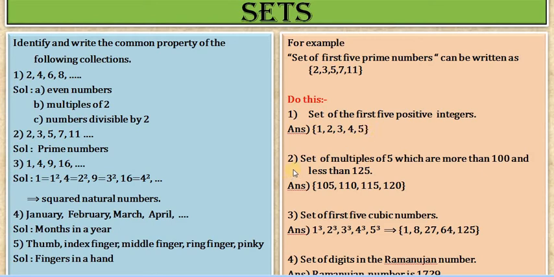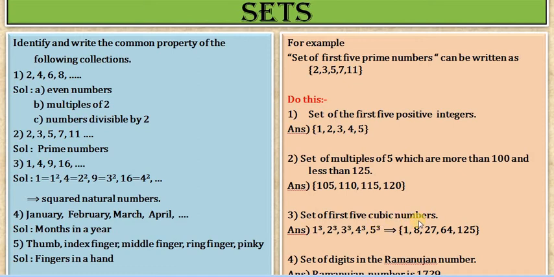Isn't it? Now second one, set of multiples of 5 which are more than 100 and less than 125. That means you have to take multiples of 5 more than 100, means 105, 110, 115, 120, etc. And those values should be less than 125. That means it comes only up to 120. So we write this as bracket 105, 110, 115, 120. Next, third one, set of first 5 cubic numbers.